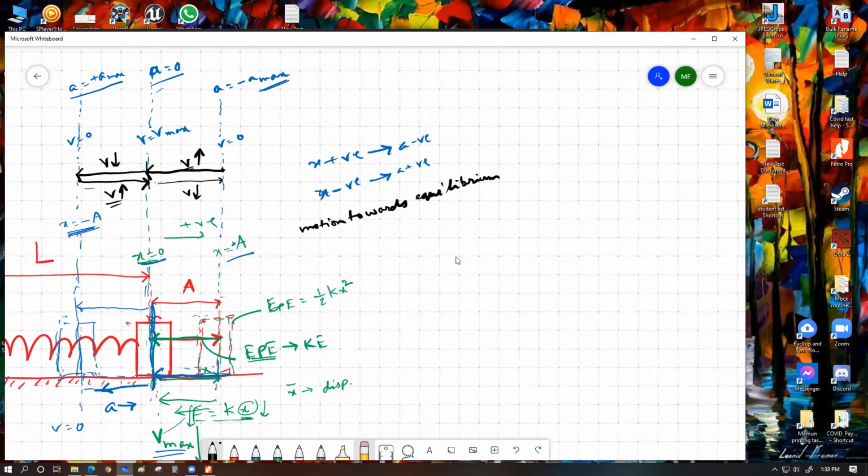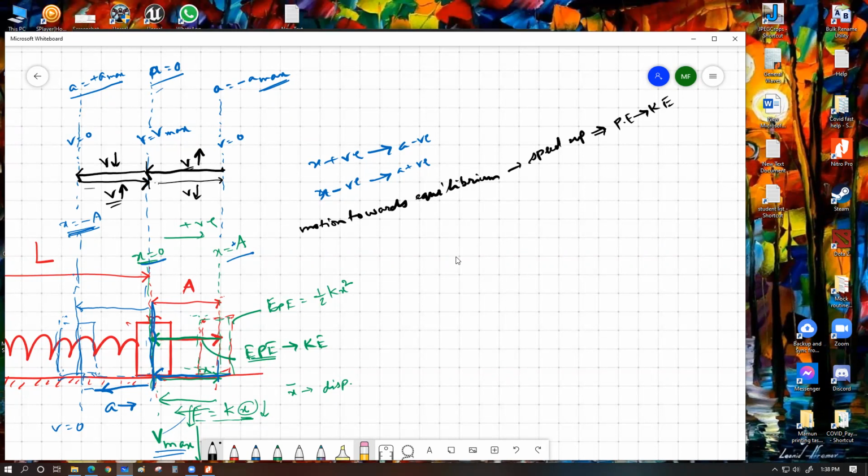Maybe I'll keep it right here. Yes, motion towards equilibrium gives you speed up, which basically means that some sort of potential energy will be converting to kinetic energy. Now I'm using the words some sort of potential energy because in this case I'm using a spring loaded mechanism, for which it is the elastic potential energy.